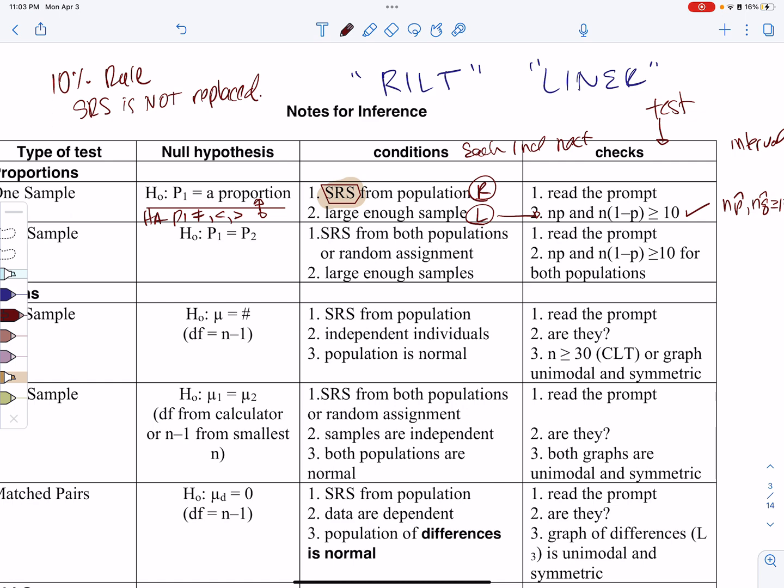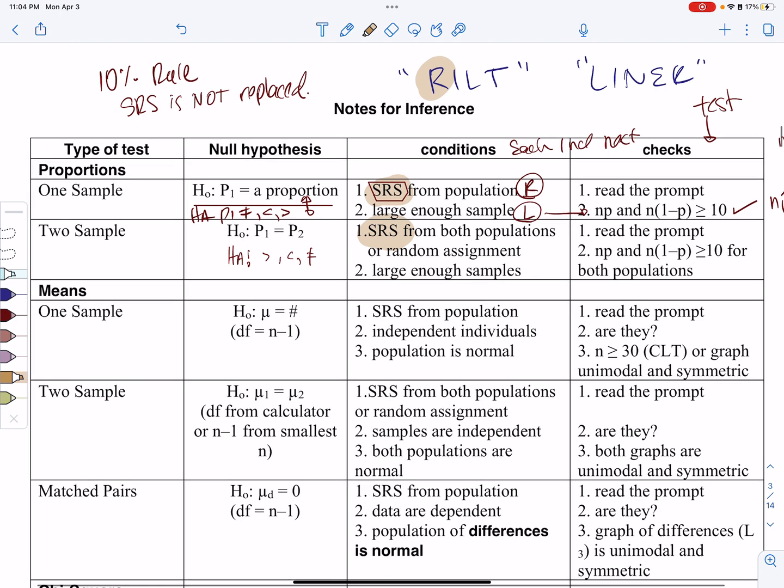Okay, so the next one, H0 is P1 equals P2. Ha, again, same thing, less than, greater than, or not equal to. And there's your SRS again, which is your R, and both from population or a random assignment. Now remember, random assignment, you have to have two things. That's why you don't see a random assignment for the one sample, because what's the purpose of having a random assignment? It means you have two treatments at least, right? So I have to compare them. So that's never going to work in a one sample proportion or a one sample t-test.